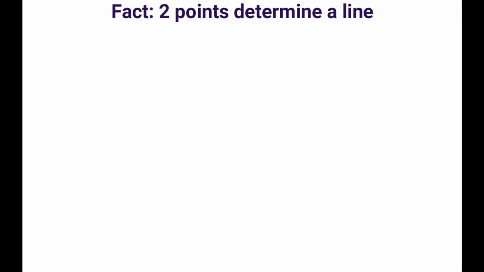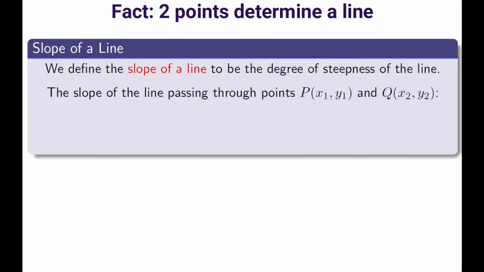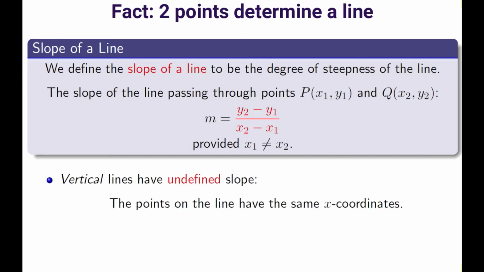We define the slope of a line to be the degree of steepness of the line. The slope of the line passing through points (x1, y1) and (x2, y2) is given by m. This is always defined when x1 is not equal to x2. And remember, interchanging the indices of the variables doesn't affect the value of m.